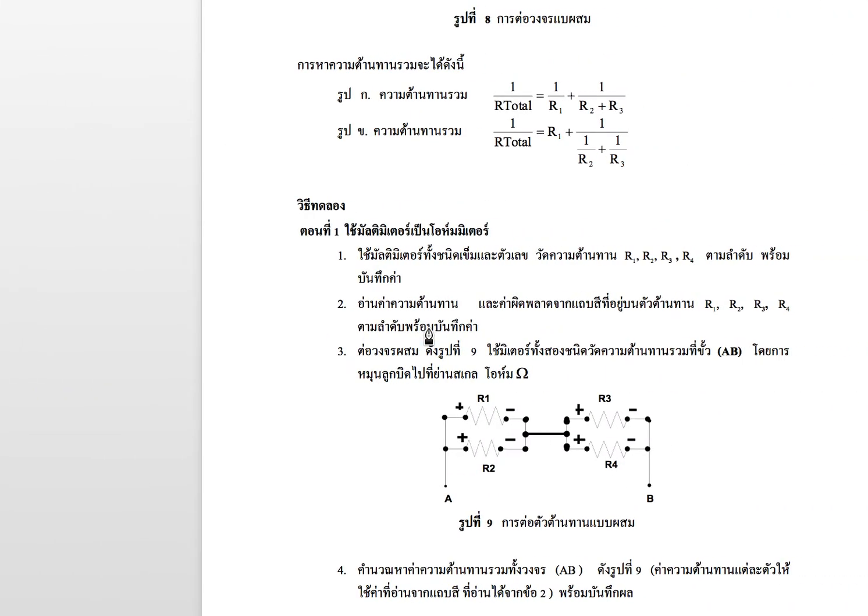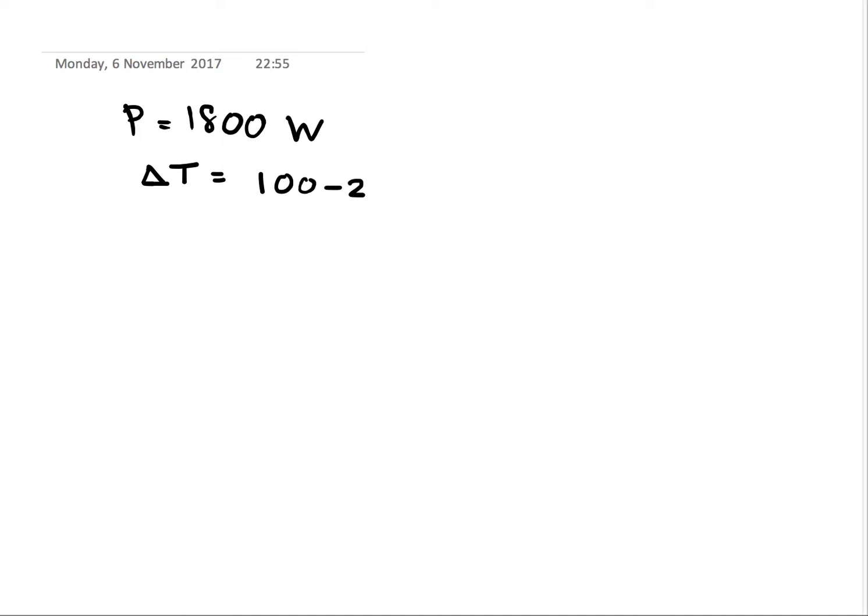So how to do it? In this question, we start with writing out the power. This is your value of power, and the delta T, or the temperature difference between the initial and final. You start from 20 and end at the boiling point 100. So this is your temperature difference in Kelvin or degrees Celsius.